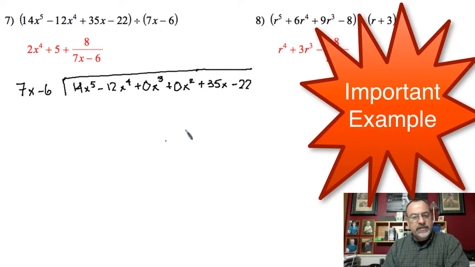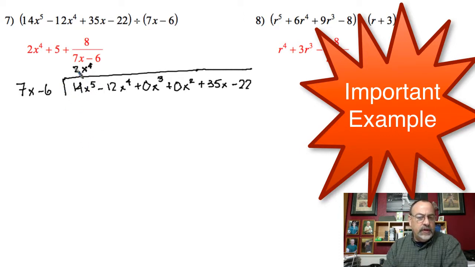So this is one of those cases where we have to remember to put these placeholders in to make sure that we have what we need in order to make our division work properly. All right, so then we just go ahead and do everything else the same. So 7 goes into 14 2 times, and then x into x to the 5th is going to be x to the 4th. Again, notice that that is 1 less than what we began with. Important to know when we get to synthetic division.